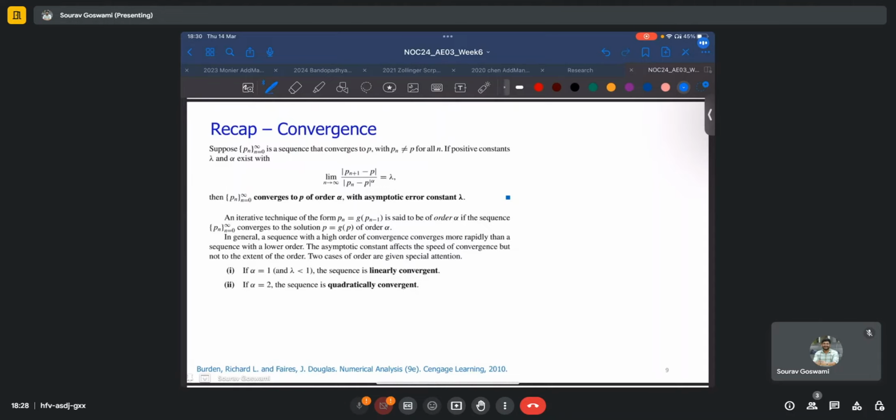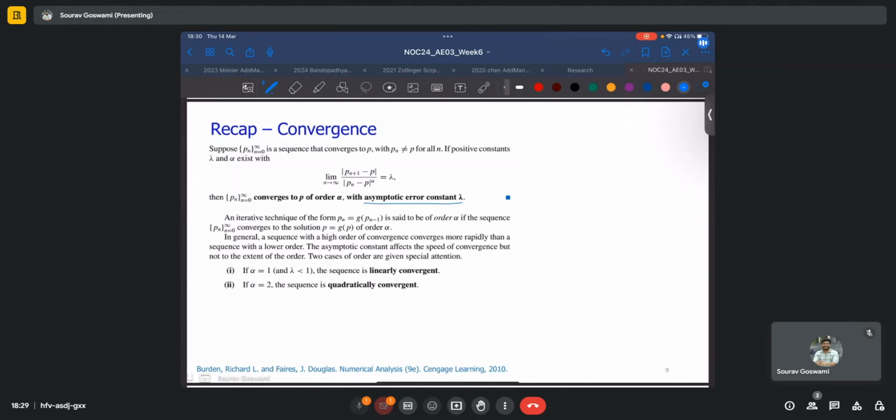Let's suppose the sequence {p_n} from n equals 0 to infinity converges to p, with p_n not equal to p for all n. So it is not trivially true. If positive constants alpha and lambda exist with the limit as n tends to infinity of the absolute value of p_(n+1) minus p divided by the absolute value of p_n minus p raised to the power alpha equal to lambda, then the sequence {p_n} where n goes from 0 to infinity converges to p of order alpha with asymptotic error constant lambda.